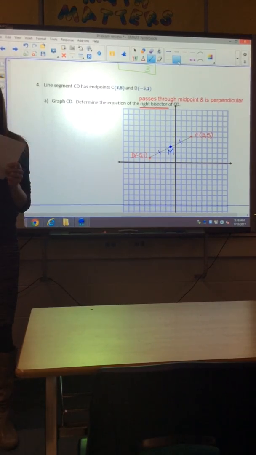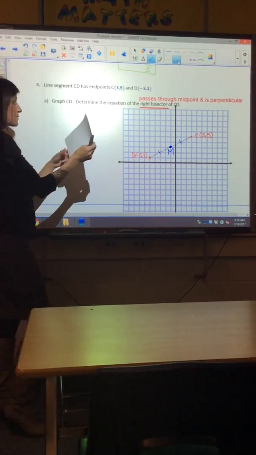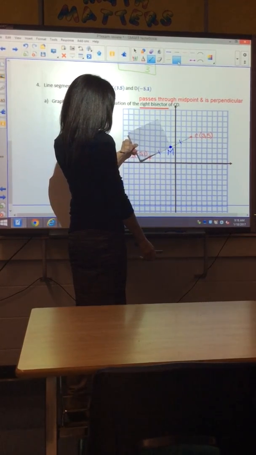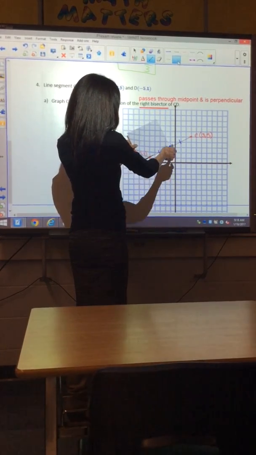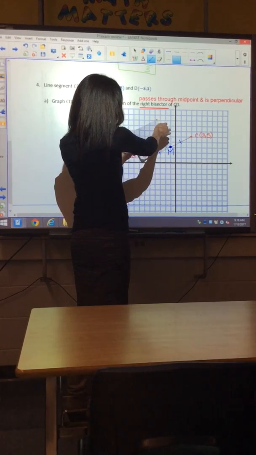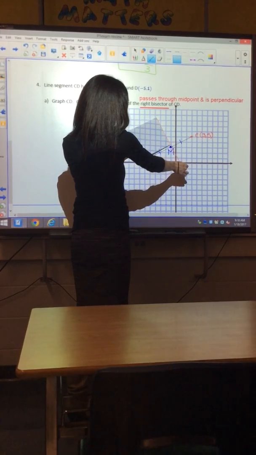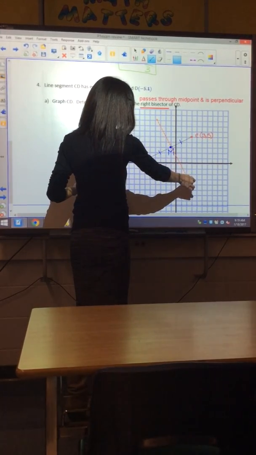Freya? You line it up, right? So take a piece of paper, line it up with the bottom line, with your line segment, and use that to help you to sketch your right bisector. Okay, it should follow a 90-degree angle. It's going all the way across the grid.